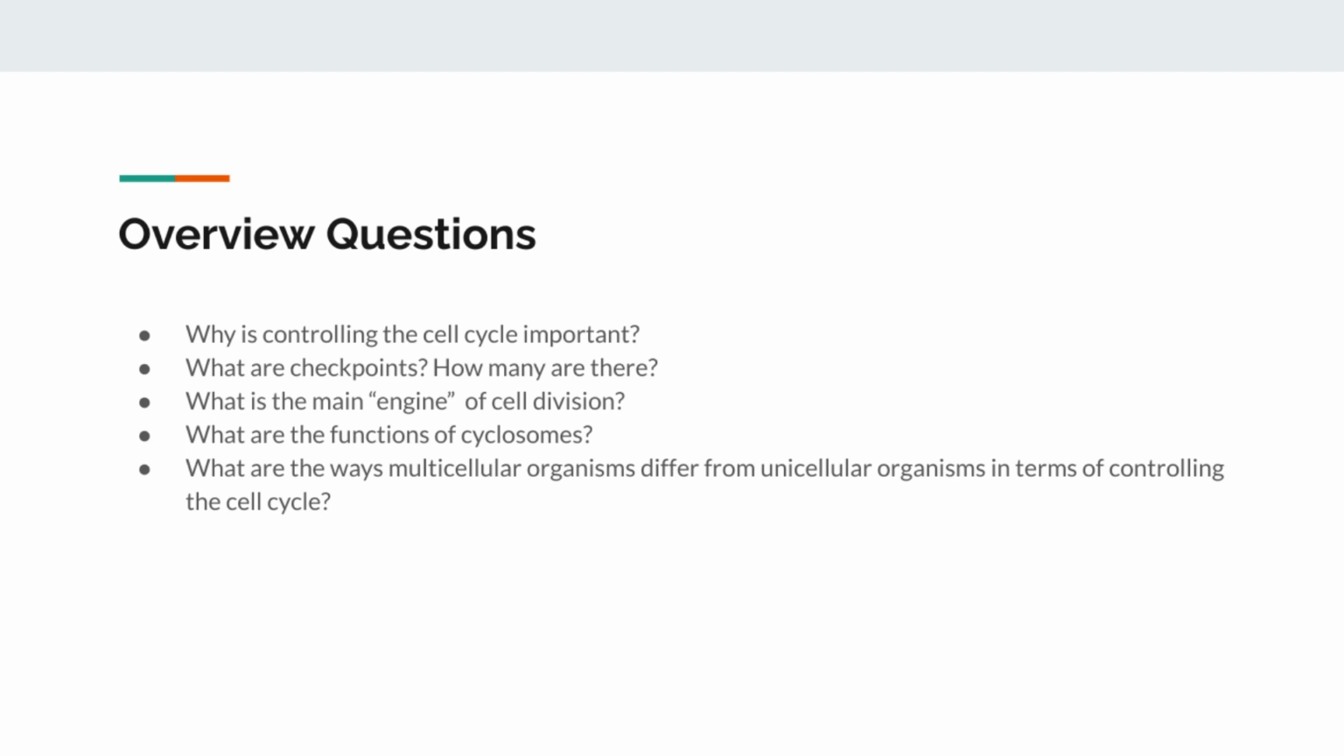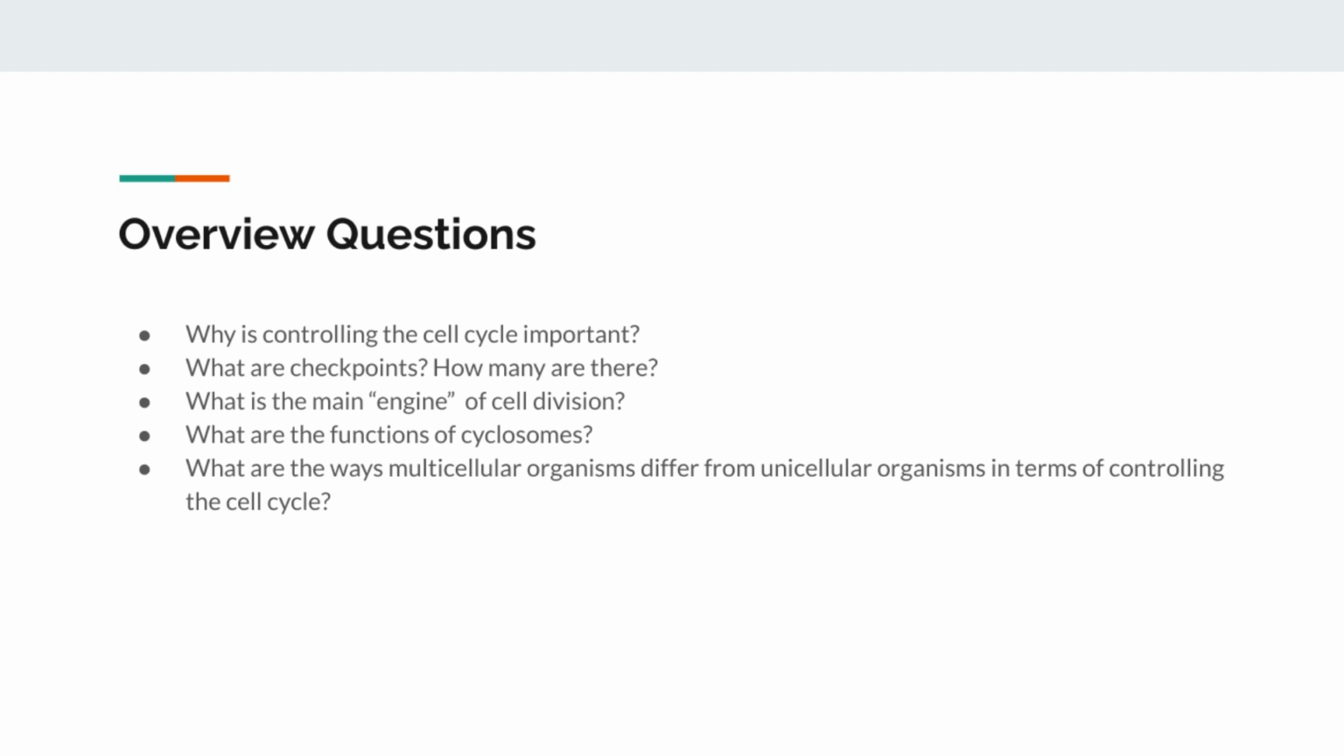So checkpoints are basically points in the cell cycle when the cell is stopped and it is made sure that all the DNA is accurate and all the DNA that is being replicated is good to go and that the cell is good to go. And there are 3 checkpoints, the G1/S, the G2/M, and the spindle checkpoint. What is the main engine of the cell division? The main engine of cell division are going to be the CDKs.